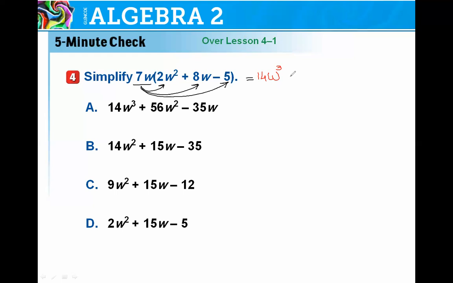Then we have plus 56w, because 7 times 8 is 56. The w will be w with power 2, or w squared. I thought that the 8w is w squared. I'm sorry. Okay, and then after that we will distribute, so it's negative 35w.